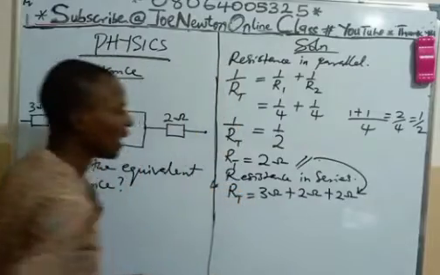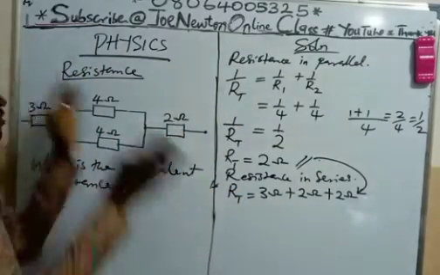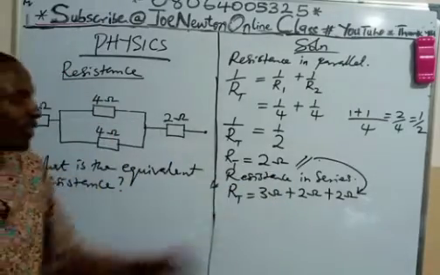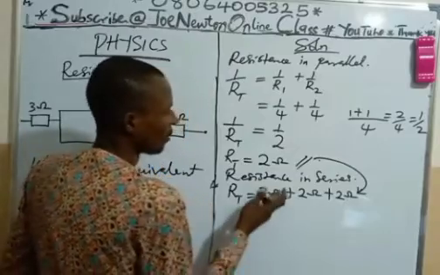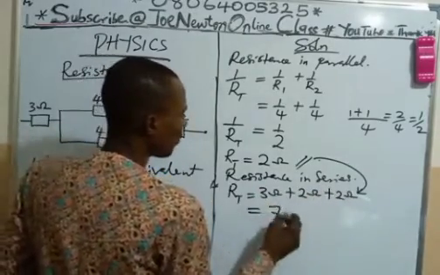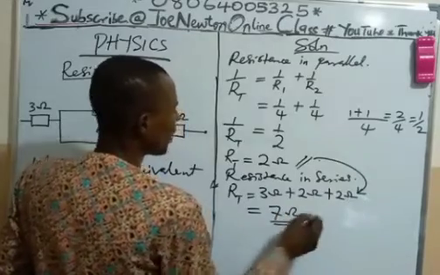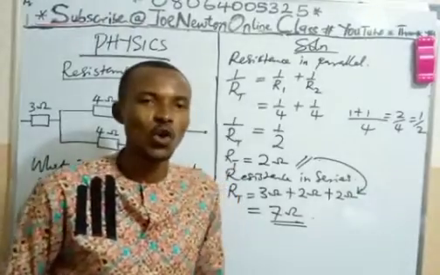That is it. So our R total in series now, you have this plus this, then we add to this as well. So finally, we have 3 plus 2 is 5, plus another 2 is 7 ohm. So the total resistance in this circuit is 7 ohms.